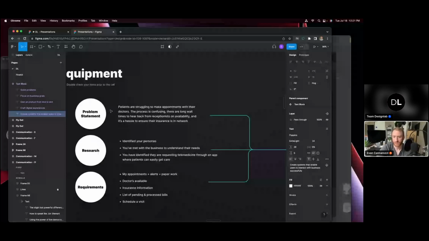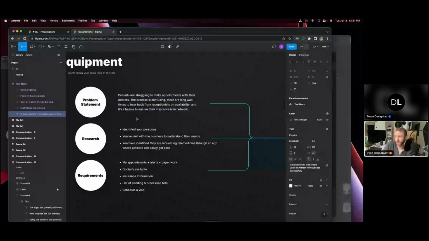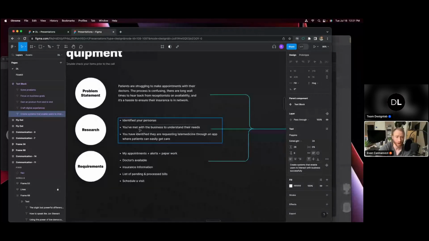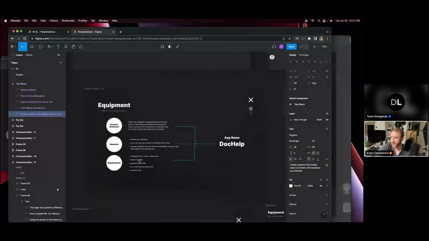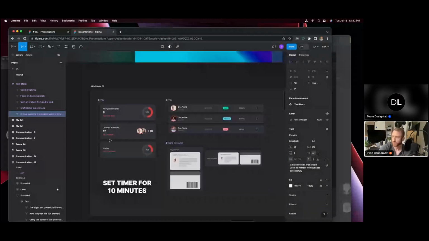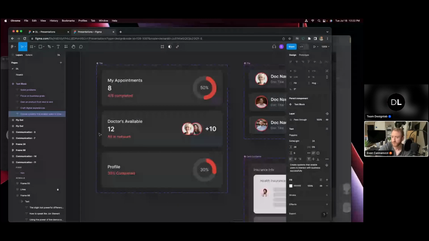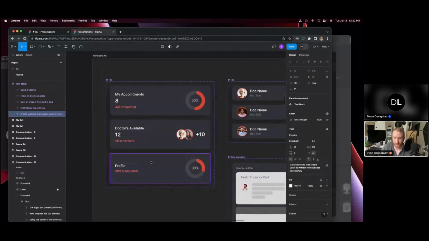The research done is, yep, correct, landing page only. The research is identifying your personas. We've done that, and we've understood that they need an app to help patients get care. And then we have our requirements. So these are all of our requirements. We have appointments. We have a component for doctors available, for our paperwork. This is desktop only, not mobile. So just FYI to the team here.